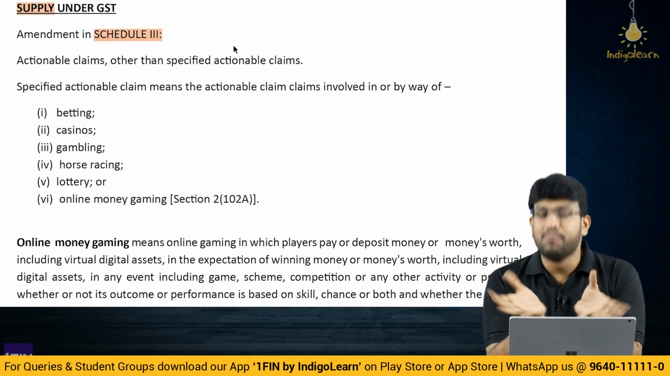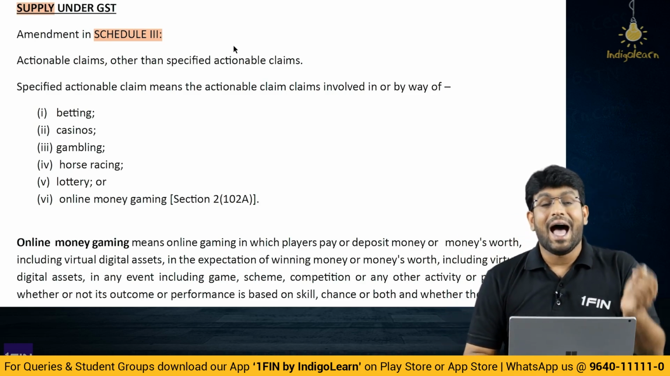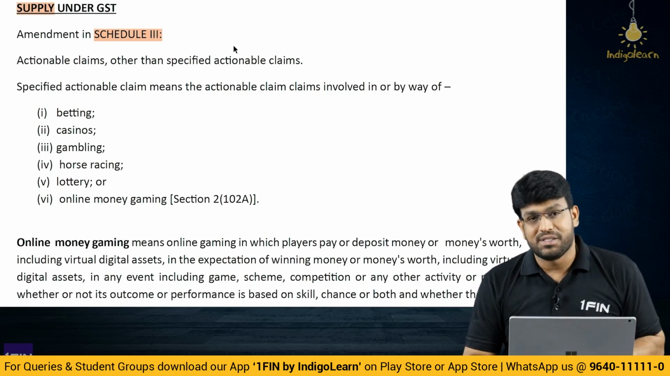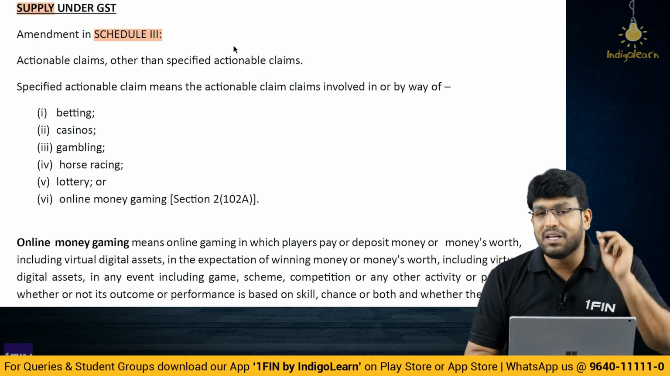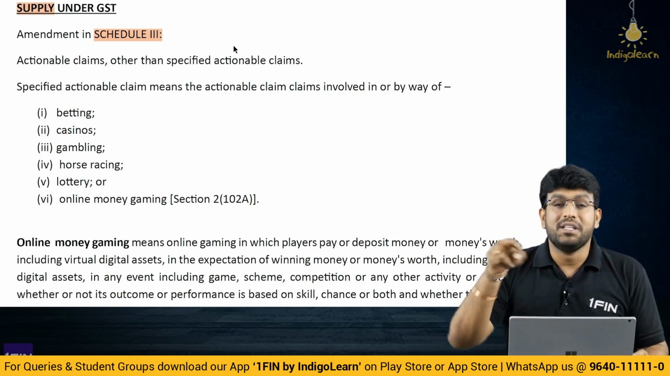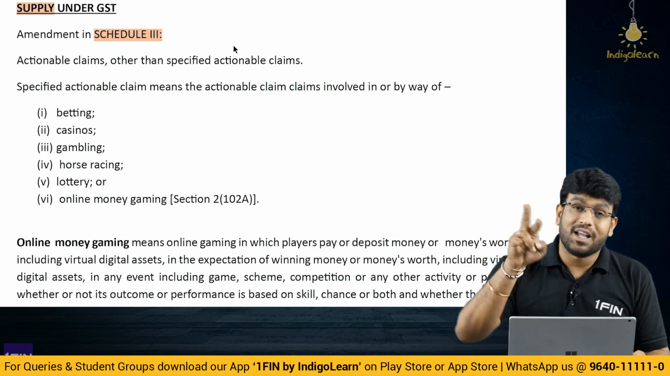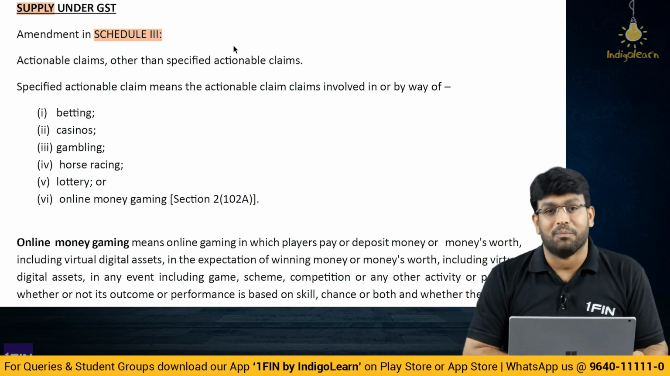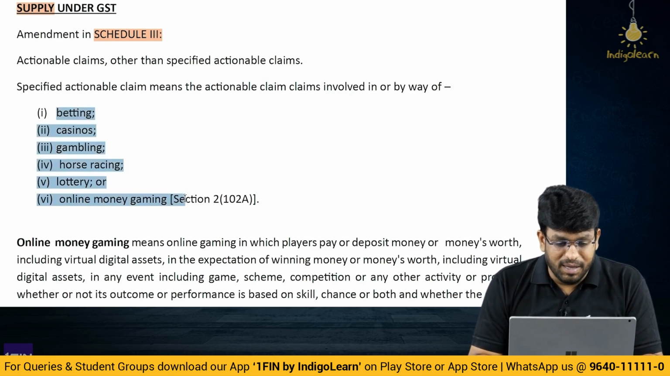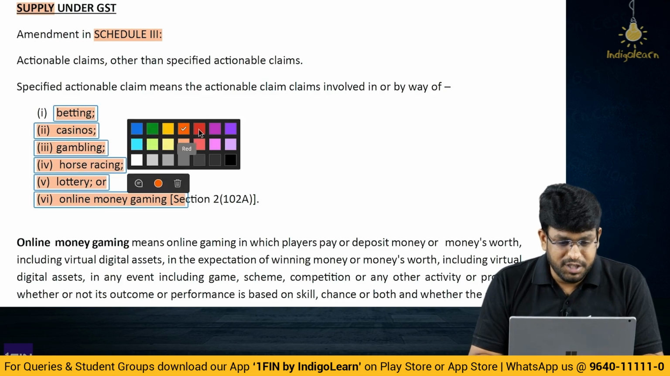Now this point has been modified, stating that actionable claims other than specified actionable claims. That means what? On actionable claims, GST will not apply, but on specified actionable claims, GST will apply. Now what is covered in specified actionable claims? That is important. Please see that. Specified actionable claims covers, come on my dear friends, what is covered there? Let me highlight this first.